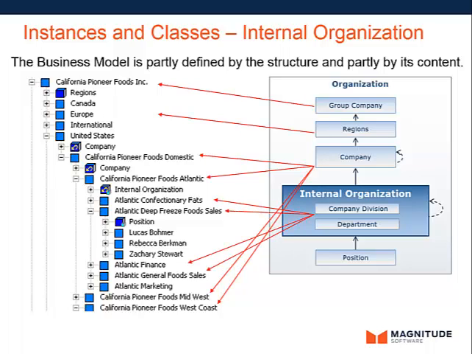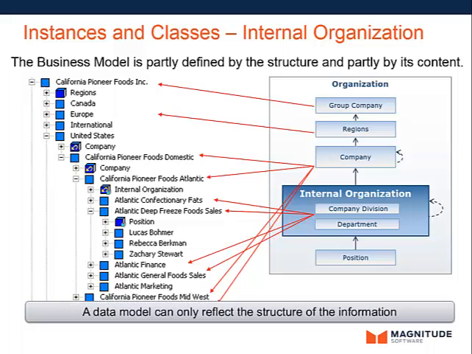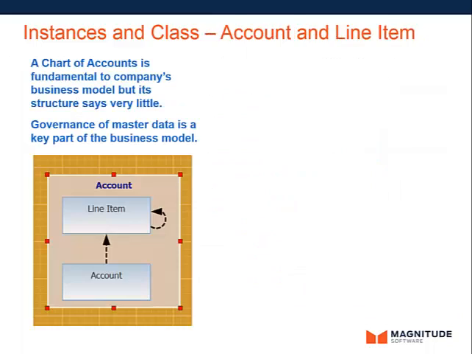He's changing his business model. He doesn't think of it as a minor thing, but it's staying the same structure while changing the business model significantly. The data model only shows the structure. So let's look at one example of this: the chart of accounts, absolutely key to a company. And let's look at its data structure.